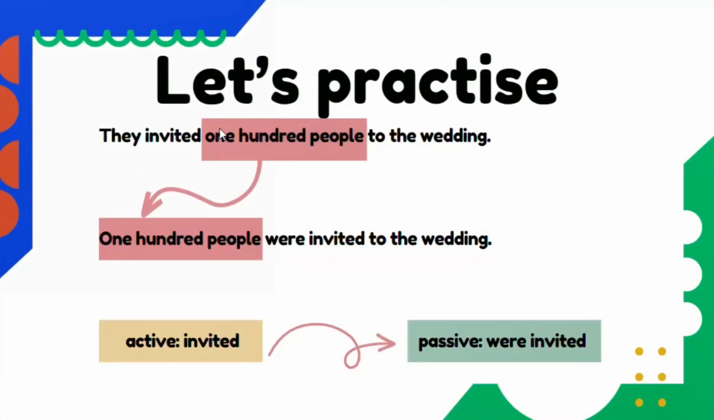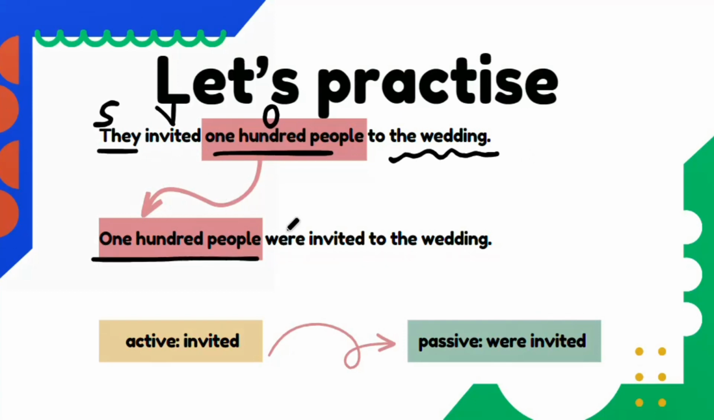Let's try to change an active voice sentence to its passive form. They invited 100 people to the wedding. They is the subject, invited is the verb, 100 people is the object, to the wedding is the extension of the sentence. Now let's make it passive. 100 people, invited is the past form, so we will write be verb were, invited, third form of verb, to the wedding. We are not writing who invited. 100 people were invited to the wedding, right?